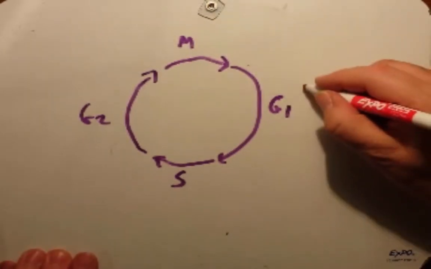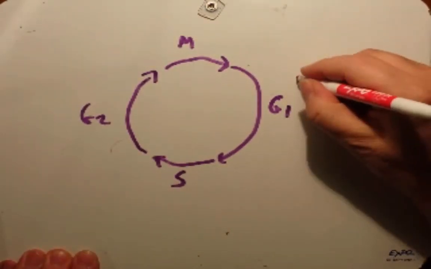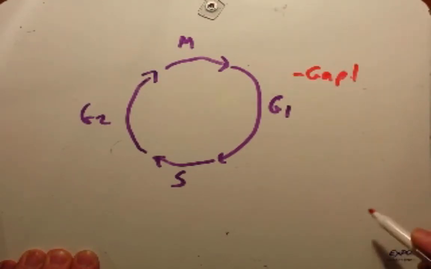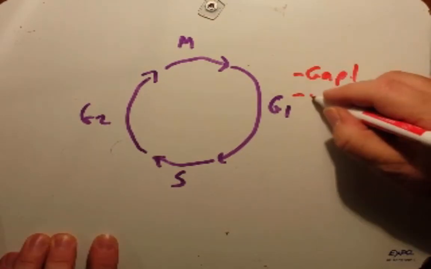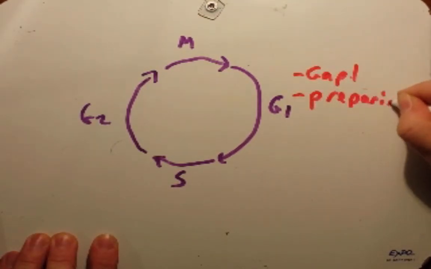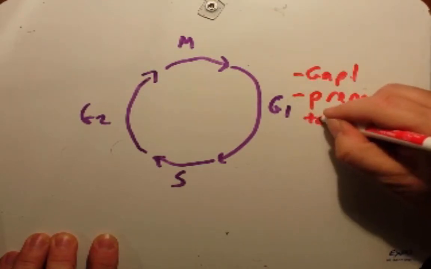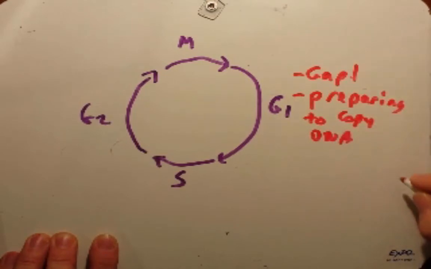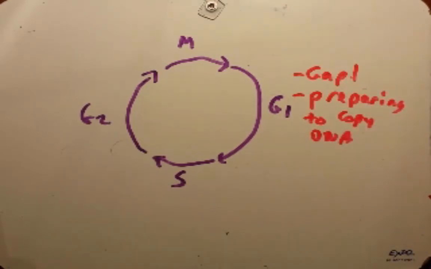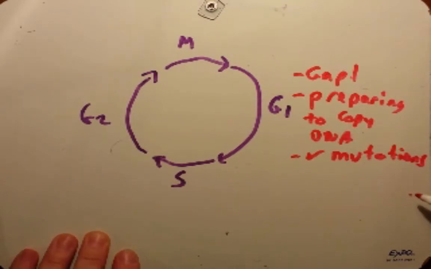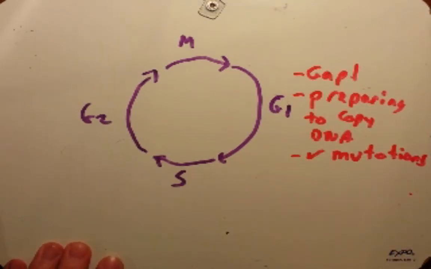So during G1, we call this gap 1. It's the gap before DNA synthesis occurs. During G1, the cell is preparing to copy its DNA. It needs to make sure that the DNA doesn't have mutations, so it checks for mutations. And it makes sure its enzymes are ready to enter into this next phase.